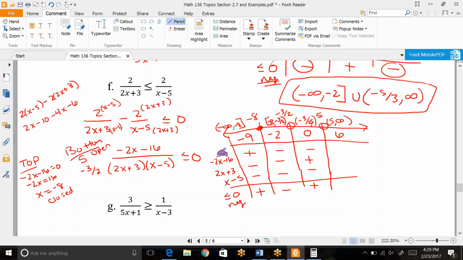Negative 2 times 6 is negative 12, minus 16 is negative 28. 2 times 6 is 12, plus 3 is 15, so that's positive, and 6 minus 5 is positive. So that makes this one negative, which is an overall negative. So then we circle our regions that are negative since we want less than or equal to 0, and write our interval.